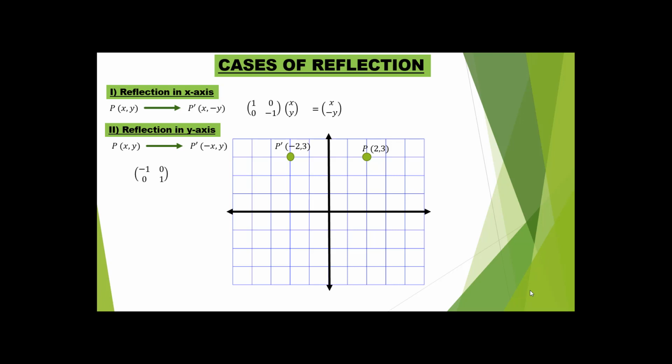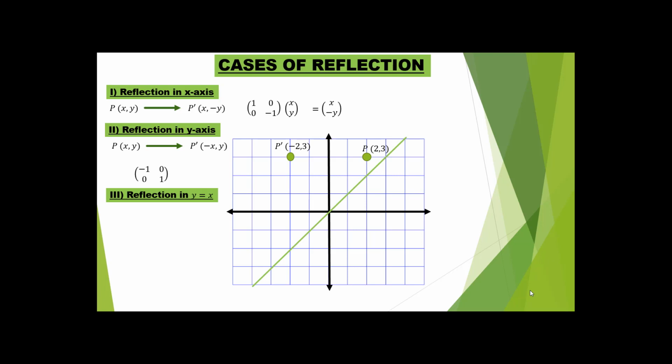Now let us consider reflection, but this time in the line y equals x. So the third case is reflection in the line y equals x. First of all, we have to draw this line y equals x, in which if x equals 1, y will be 1, if x is 2, y equals 2. So this will be a straight line having the gradient of 1 and the y-intercept of 0.